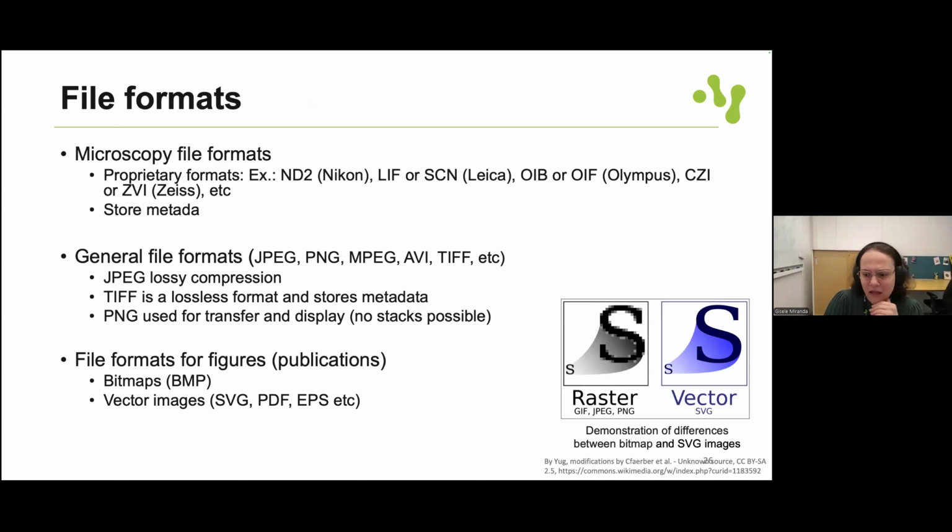And there are other file formats for publications that may be interesting, for instance, a vector format, right? Here you can change the format without affecting the final output. So this is what we call a vector format. It's a vector representation of the data.